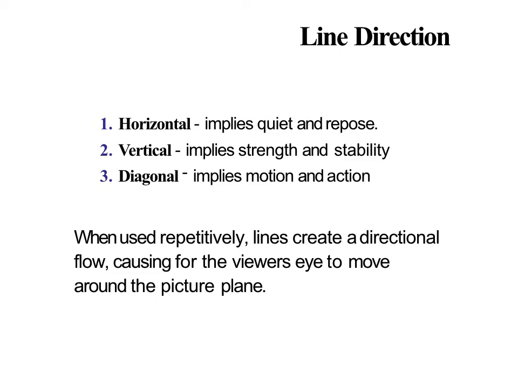The idea is that horizontal lines imply quiet and repose, vertical lines imply strength and stability, and diagonal lines imply motion and action. When used repetitively, lines can create a directional flow, causing the viewer's eye to move around the picture plane. As we talked about in the second project, we're trying to not allow the viewer's eyes to stay in one place but keep moving.